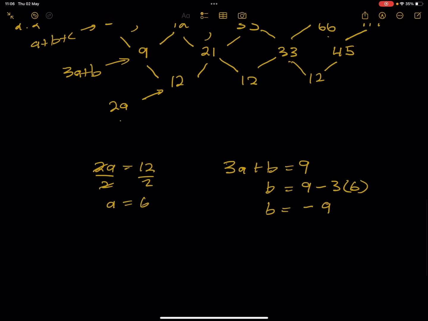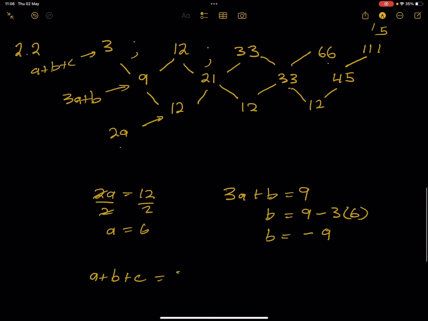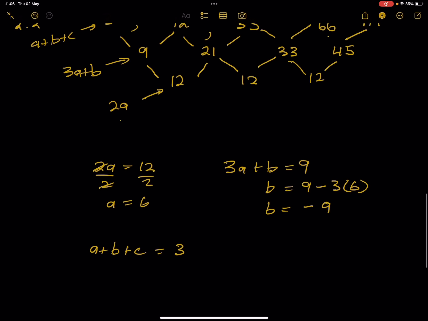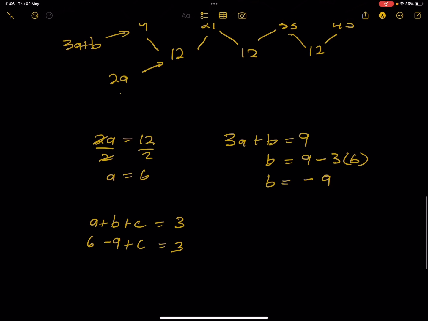And our c value, we always say a plus b plus c, that will give us the first term, right? The first term of our sequence is 3, right? Our a value is 6 minus 9, okay, plus c is equal to 3. And so our c value will be negative 3. Take it to the other side. Our c value is equal to 6.